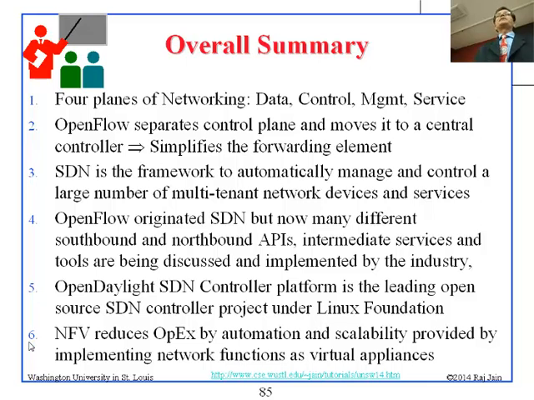Right. So you used the word play. That is the time right now. Right now, the time is only to play, in the sense that people are experimenting with SDN.